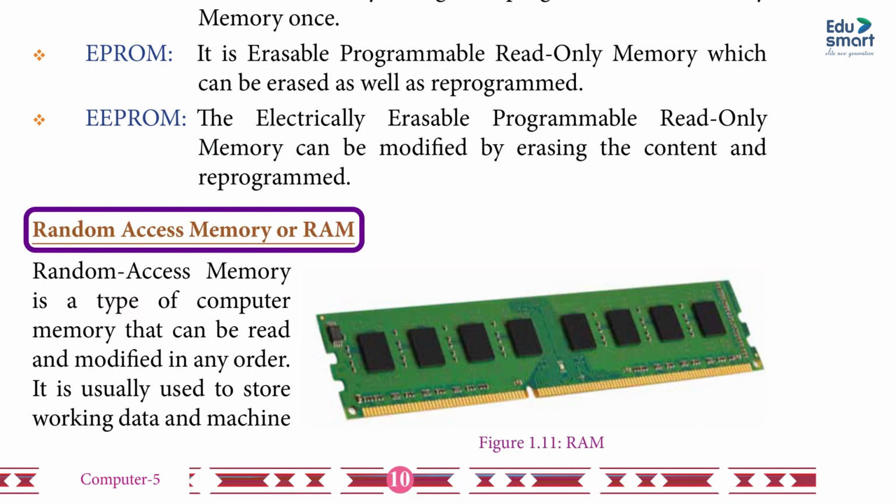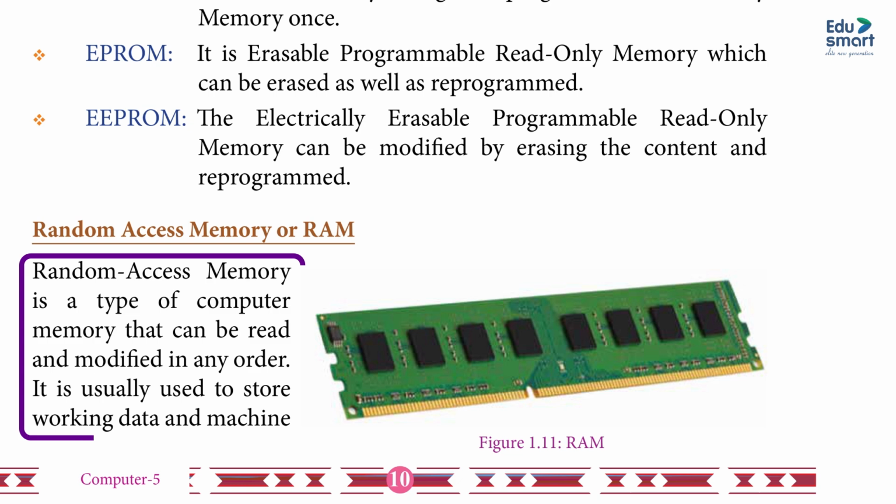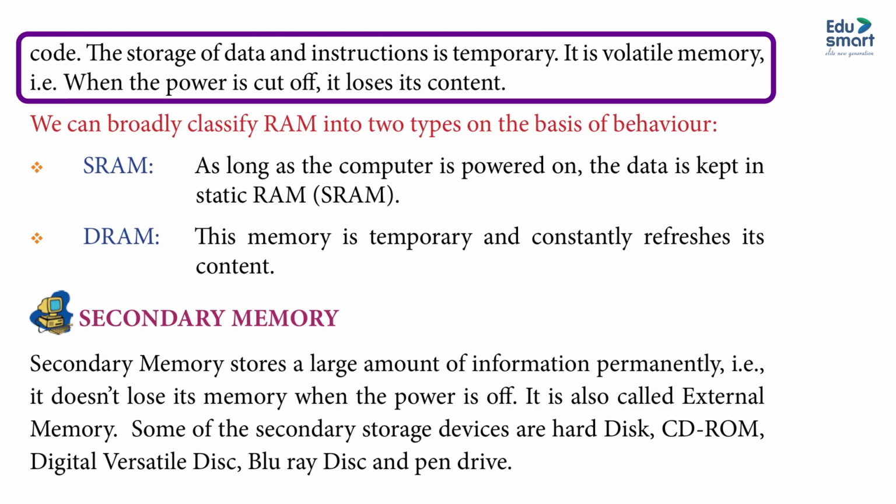Random access memory or RAM. Random access memory is a type of computer memory that can be read and modified in any order. It is usually used to store working data and machine code. The storage of data and instructions is temporary. It is a volatile memory. When the power is cut off, it loses its content.